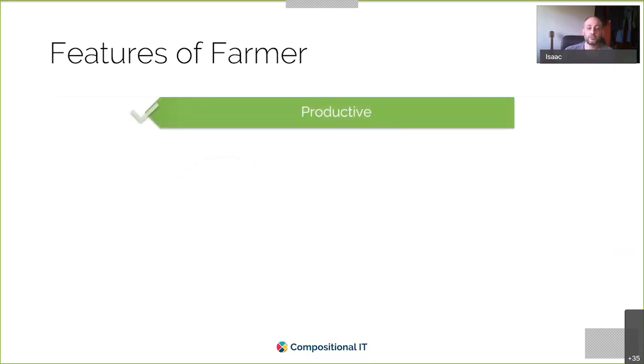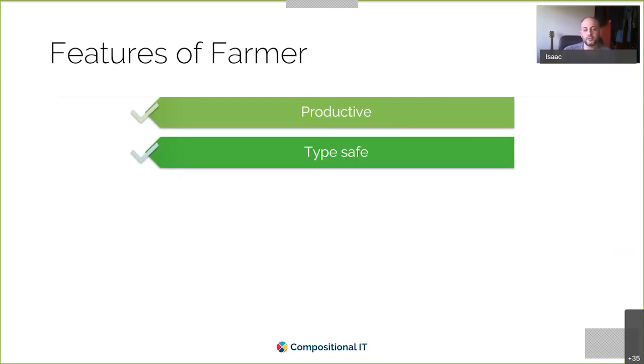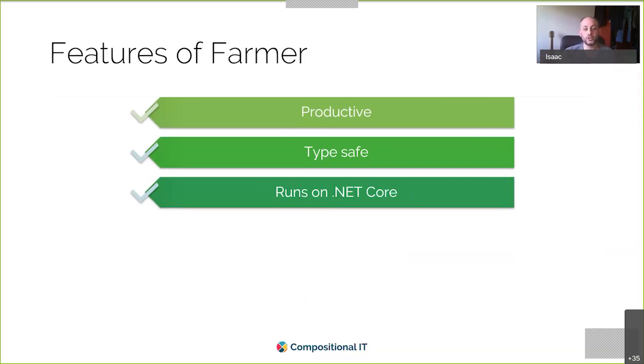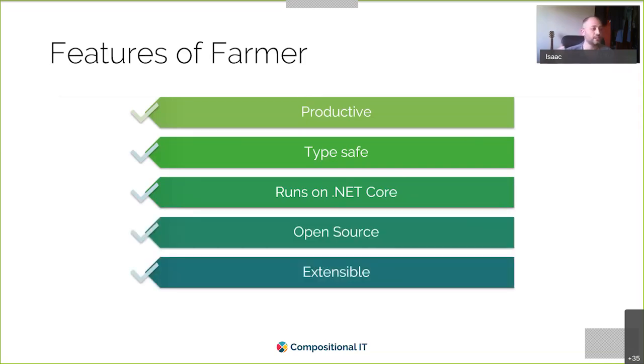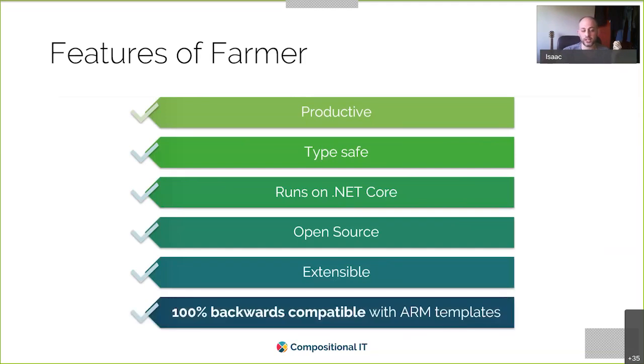So the high-level benefits of Farmer: it's extremely productive. It's type safe, which as we'll see is actually very useful. It runs on .NET Core. It's open source. It's extensible, and importantly, it's 100% backwards compatible with ARM templates.